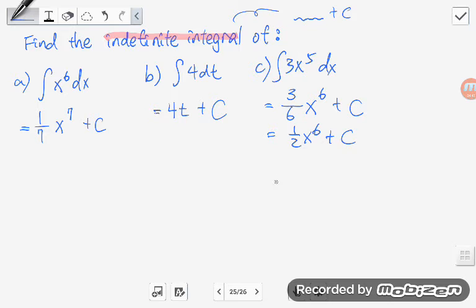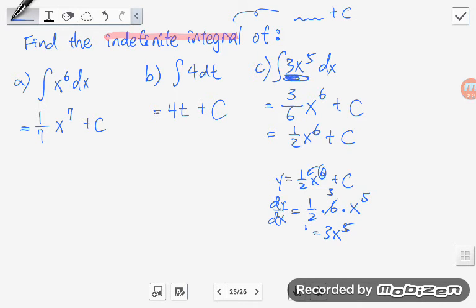So let's see if this makes sense. So y is equal to half of x to the power of 6 plus c. For dy dx, remember that plus c is just a constant. This will be half multiplied by, if I bring the 6 down, multiplied by 6, multiplied by x to the power of 6 minus 1, that gives us 5. If I differentiate the plus c, I get 0. This is 1, this is 3. I get 3x to the power of 5, which is what I have here. Okay? So my answer is good.